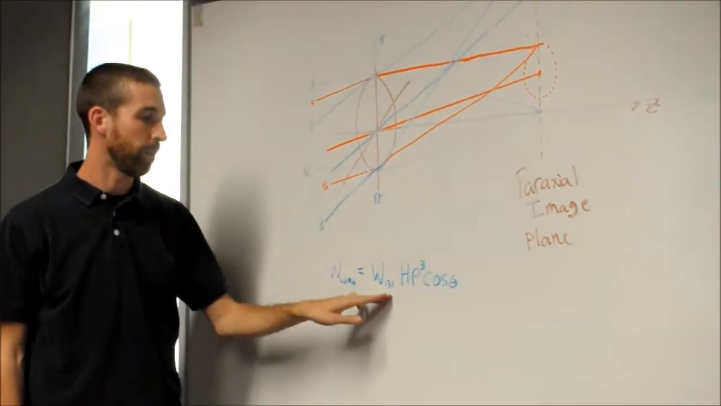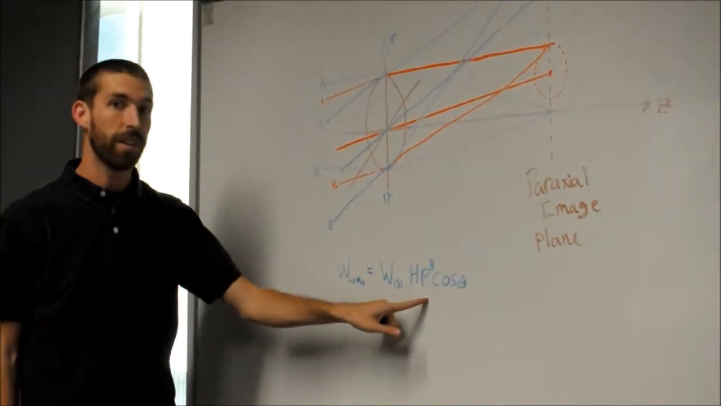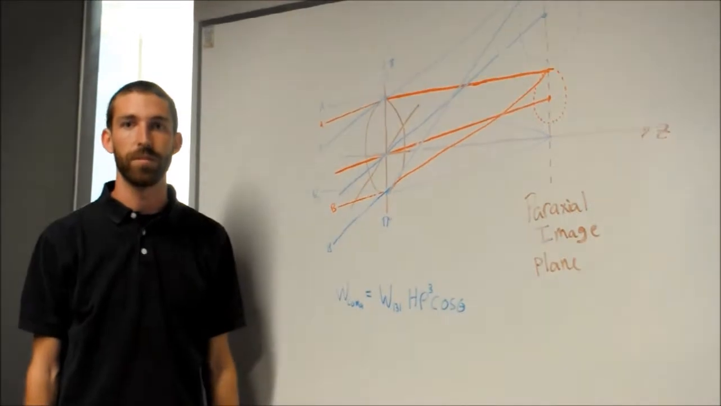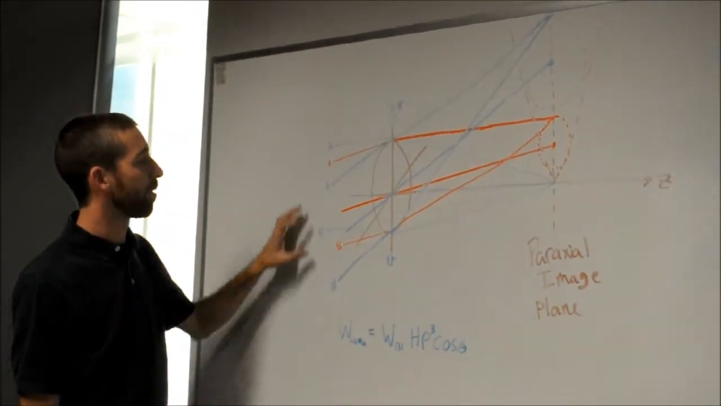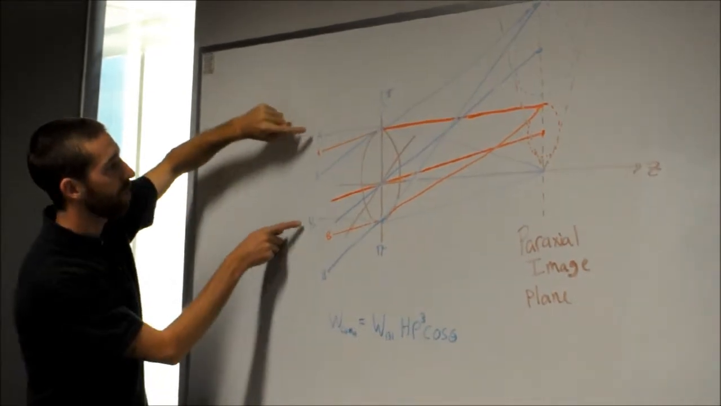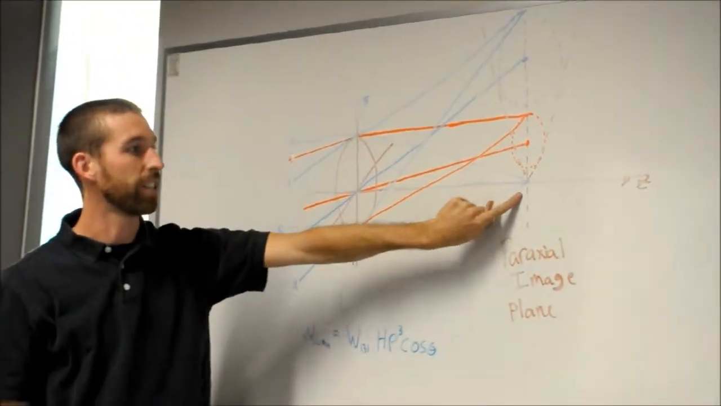W131 is our coefficient, H is the field height, rho is the radial position of the pupil, and theta is the angular position on the pupil. The coma shape comes from the variation in the rays of the field height. At A and B, we have our rays on axis, and they focus at the paraxial image plane.